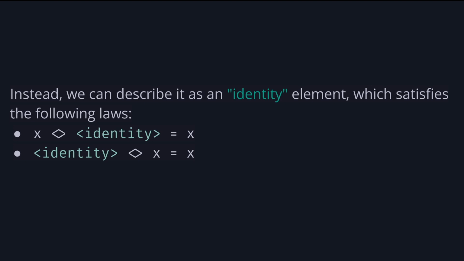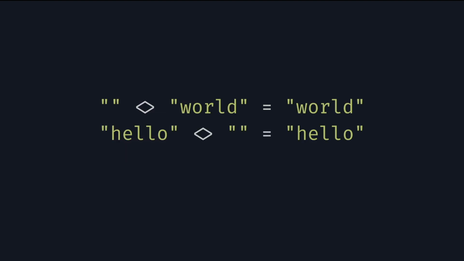In other words, if we try to use the empty, this identity value, as one argument to append, we will always get the other argument back. For string type, the empty string satisfies this. This is of course true for any value we'd write, and not just world or hello.